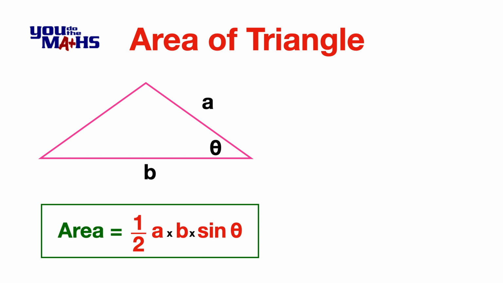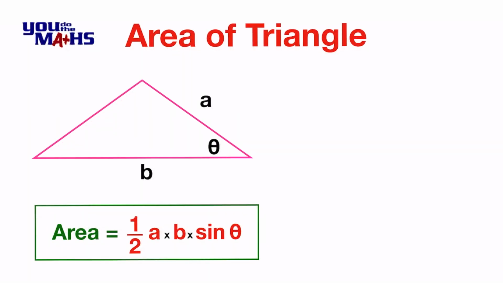In this video, we have a look at how to develop the formula for the area of a triangle, which is a half AB sine theta, using our basic rule, which is a half the base times the perpendicular height. So let's start by showing the perpendicular height within our triangle, and we'll do that with this dashed blue line and our right angle at the base.